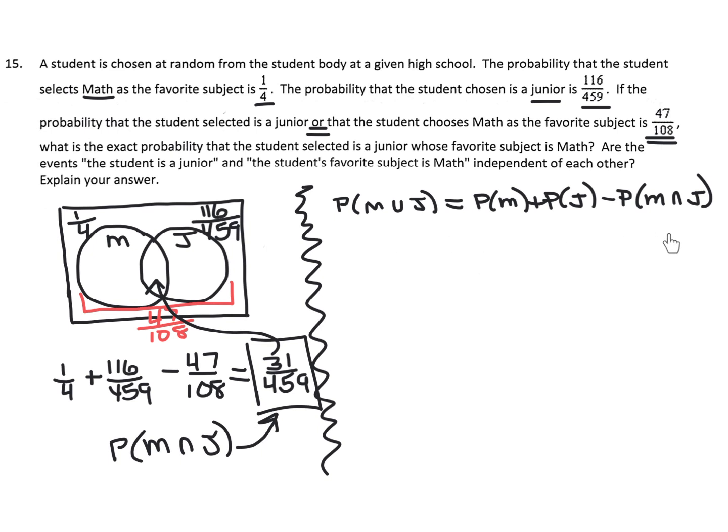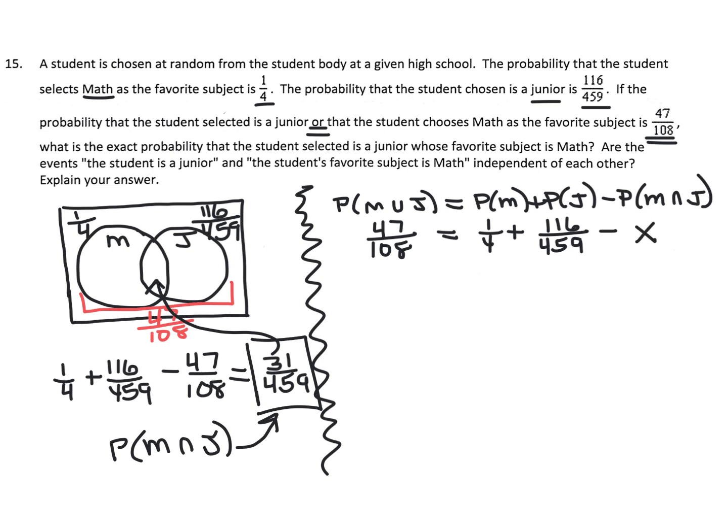Now, if you had done it through the formula, it's technically the same thing, right? We're going to plug in the or. We're going to plug in the probability of math. And please do not write these as decimals because although 1/4 is 0.25, this you'd have to round. And then the probability of being a junior, right, the 1/16 over 459, you would have to round as well, and we do not want to round. We want to keep it exact.